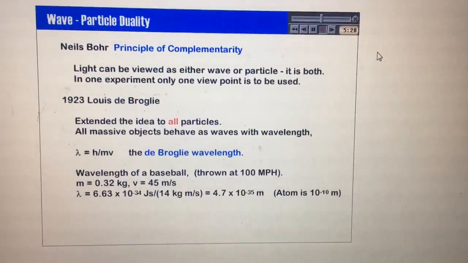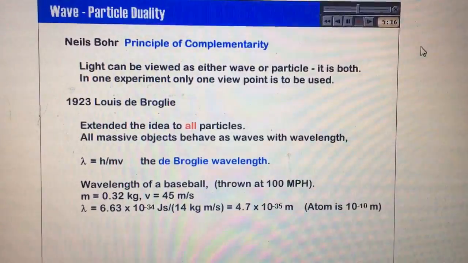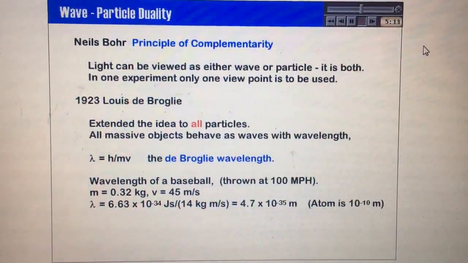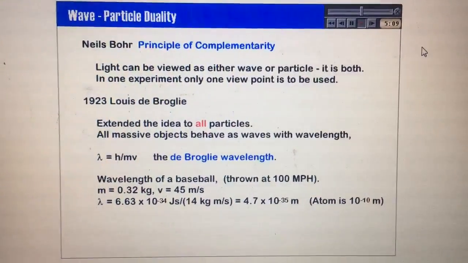fastball. It doesn't diffract. It probably would help the pitcher if it did diffract, and when it underwent interference, it'd probably fool a batter really well. However, the wavelength is just too small to be demonstrated.